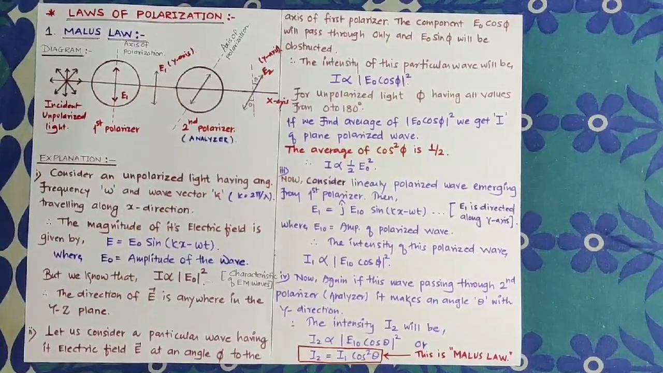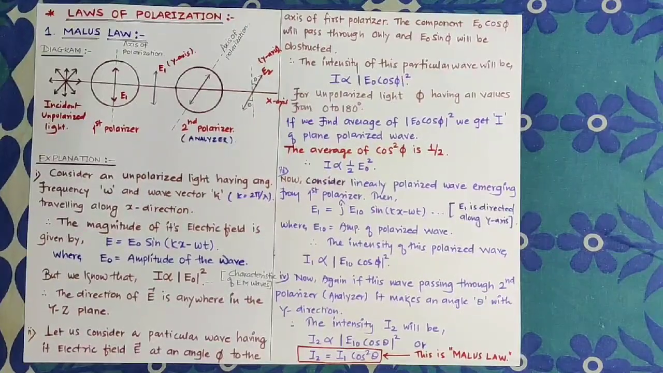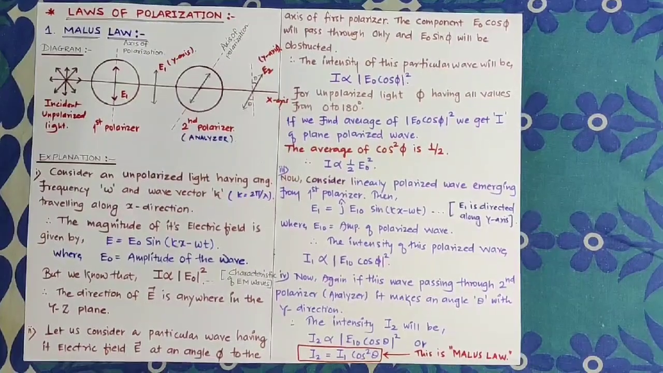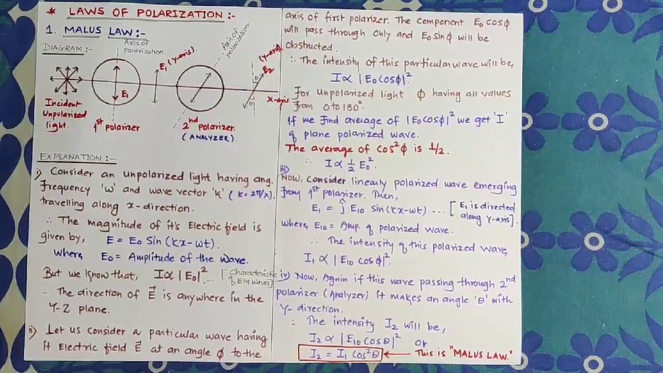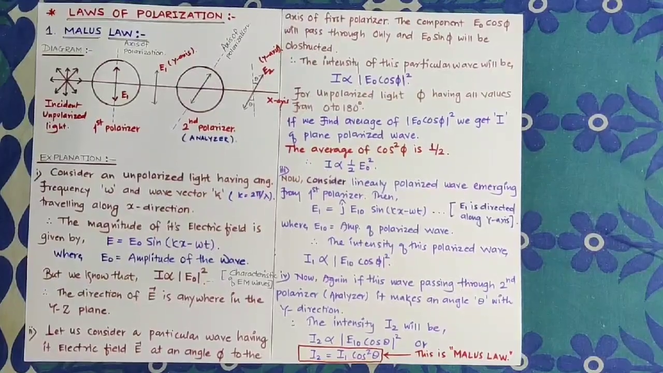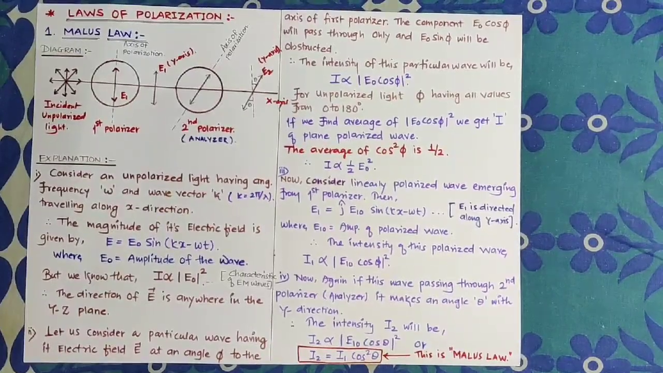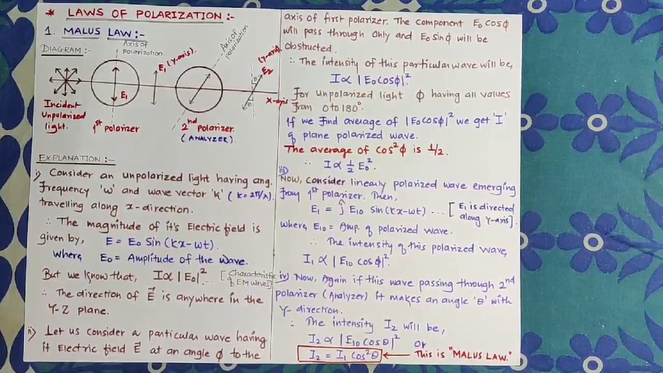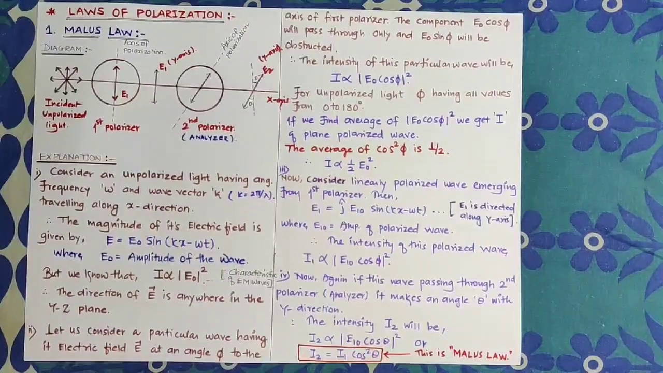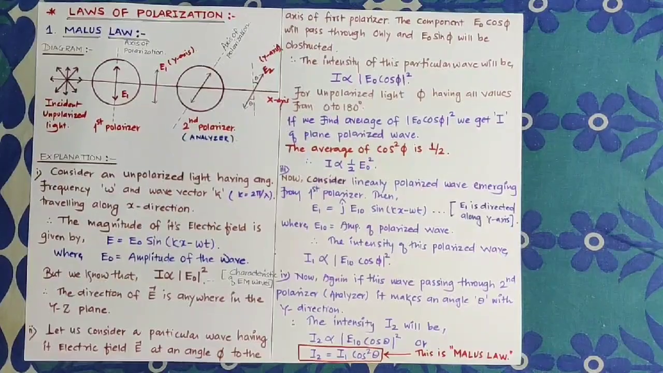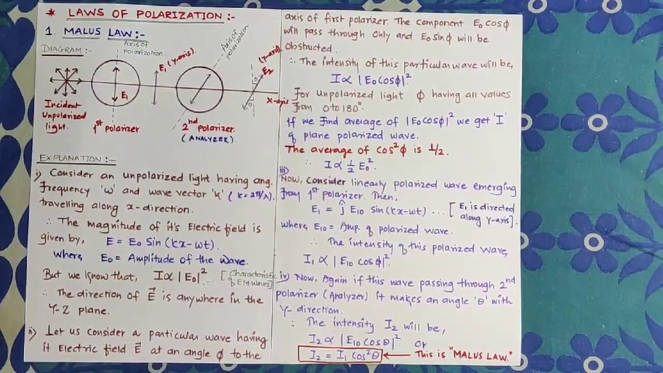To explain Malus law, we consider only the electric field. Why? Because we know that the magnetic field is perpendicular to the electric field, and here we consider that the unpolarized light is traveling along the x-axis, or x direction, only. So we consider only the electric field.